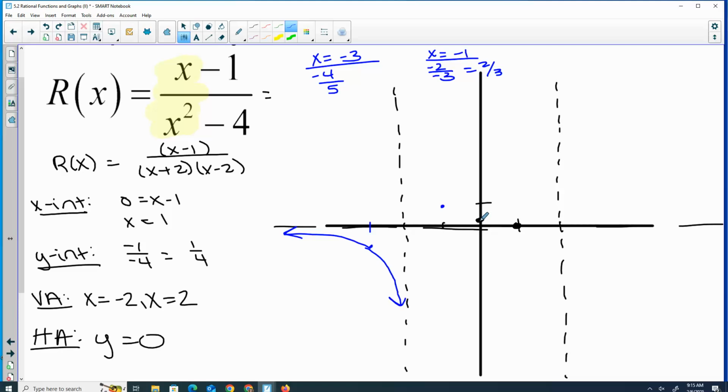So what I'm seeing is this graph has to come up here. So it's just going to keep going up. Right here, it's hitting this. It didn't have a multiplicity, so that means it doesn't bounce, it just has to go through. So it's just going to keep going down.